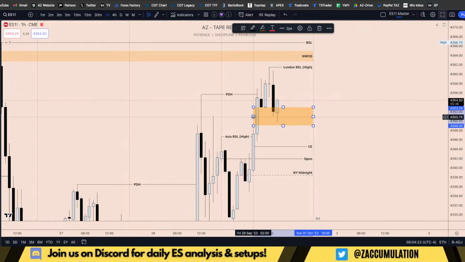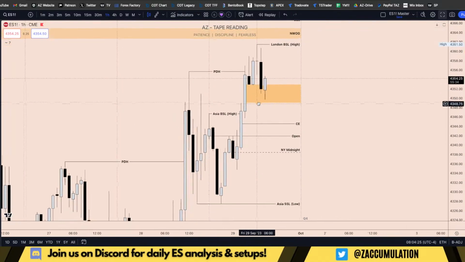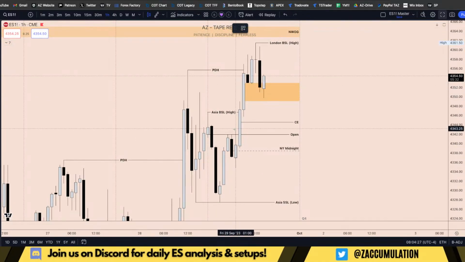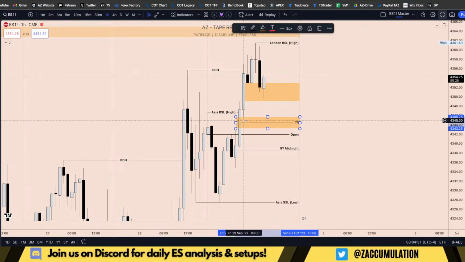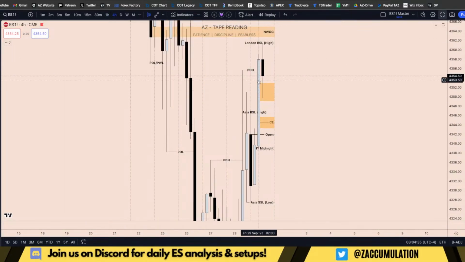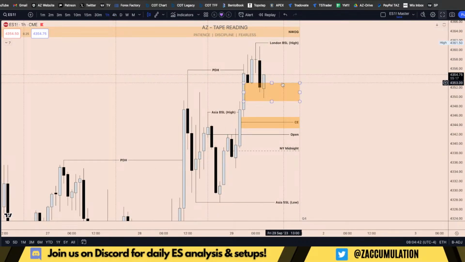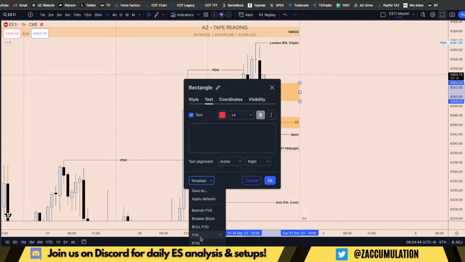Now 1 hour fair value gap actually. We have another 1 hour fair value gap down here. Let's check the current 4-hour candle. The 4-hour candle is retracing. We seem to be leaving a potential fair value gap here. So let's go to the 1 hour and mark this up as a fair value gap.